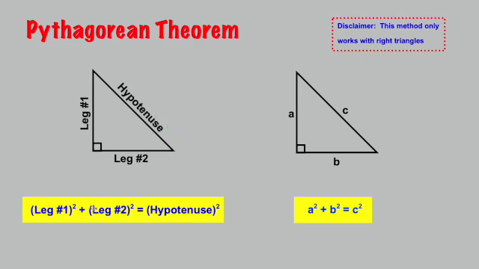What he said is that if you take leg 1 and square it, and you add it to leg 2 squared, it should equal the hypotenuse squared. Now, as you can tell, that's a lot to say, legs and hypotenuse, all that kind of stuff. So nowadays, what you're typically going to see is this theorem instead: a squared plus b squared equals c squared, where a and b are your two legs, and c is your hypotenuse. So that's a quick little thing on how the Pythagorean theorem works.